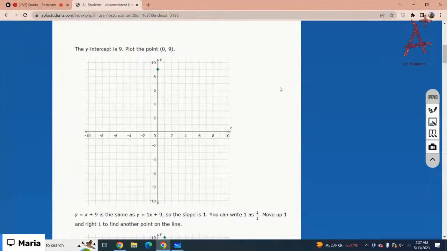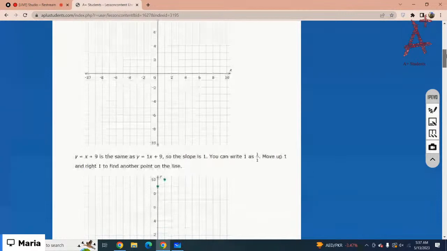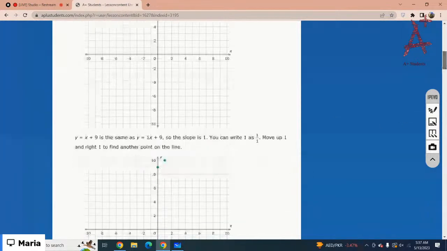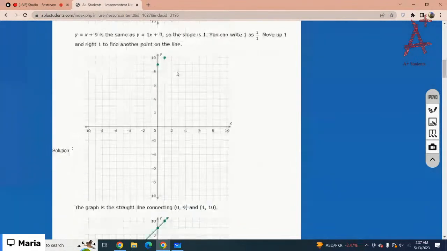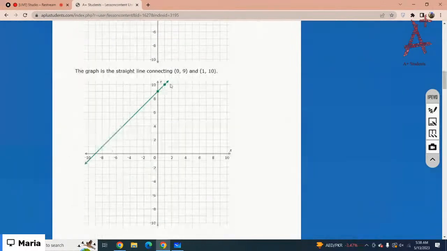Then you have the slope of the line is 1. That means it would be 1 over 1. That means we need to move up 1 and right 1. So move up 1 and right 1, it would be here. Now connect these 2 points and make a line. That's how you can plot the line in slope intercept form.